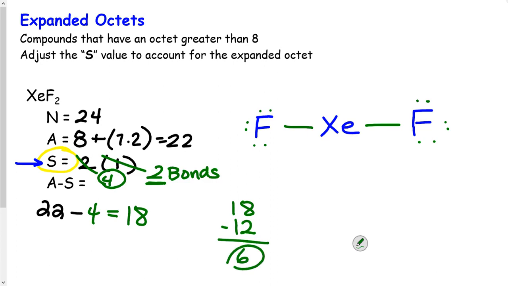Now, as I place the 6 electrons that are left over, I need to keep them, again, in pairs. And that would be appropriate. So I now have 1, 2, 3 pairs, or 3 regions, around the xenon.